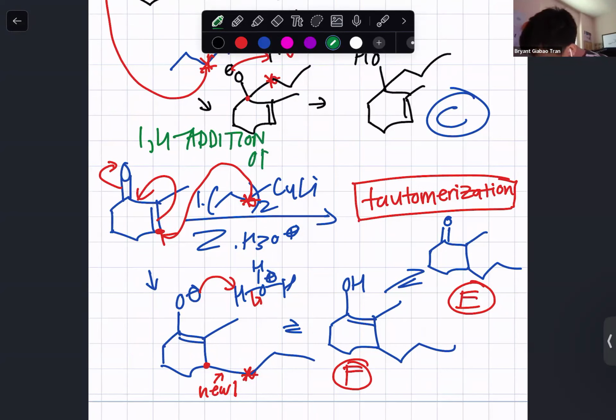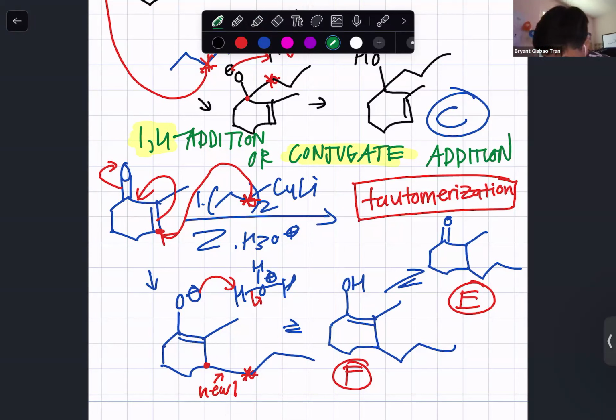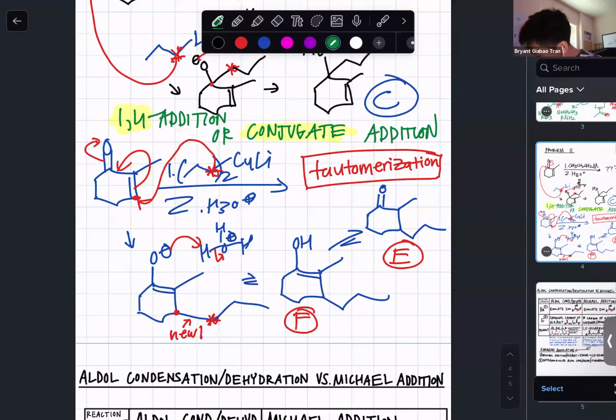Conjugate addition, 1,4 addition. So you would have to put 1 comma 4. Or you write the word conjugate addition because we had a soft nucleophile. If we quench the cuprate addition with CH3CH2I instead of H3O plus, the major product is now compound. Okay, so now they're changing up the second reactant.